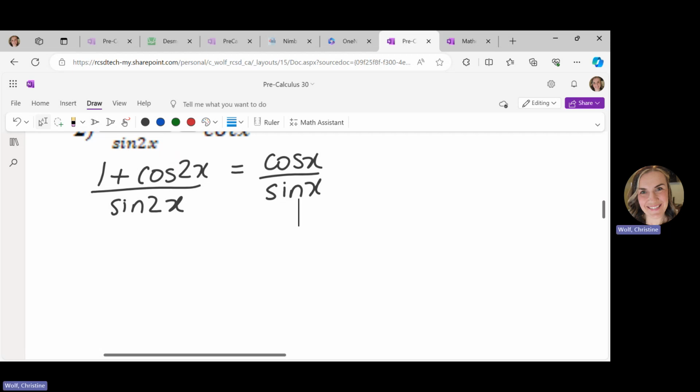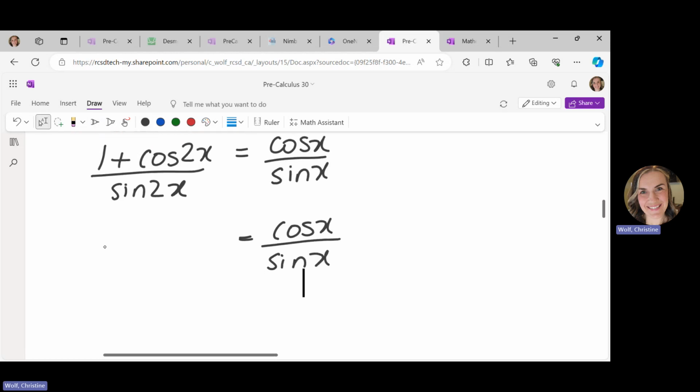If I want my left side to look like my right side, I need to have just a sine x on the bottom, right? Okay. So let's write my denominator out. Okay, so my right side stays as it is. And on my left side, I'm actually going to do the denominator first because my denominator only has one option.